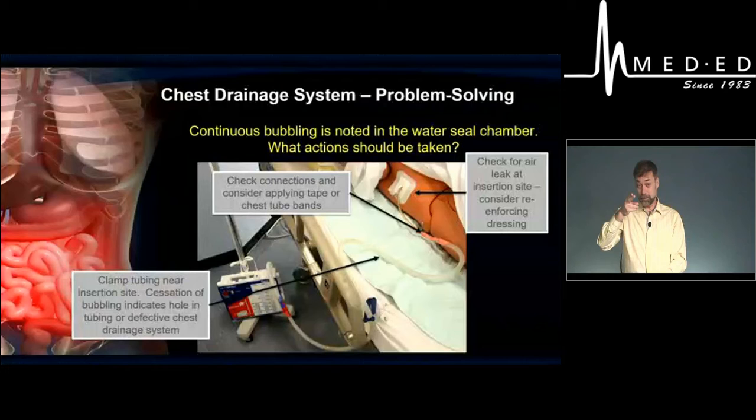Now, if I clamp the tubing and it still bubbles when I clamp it, then I know the problem's in the chest drainage set, and I'm going to have to change out the chest drainage set.